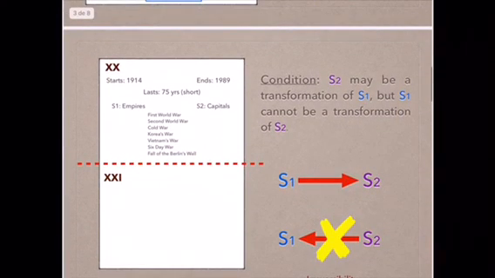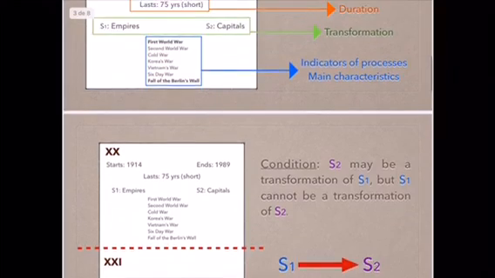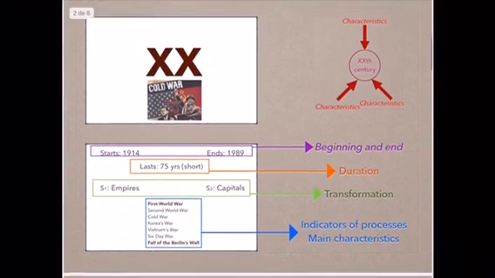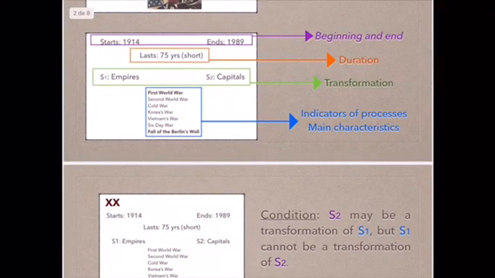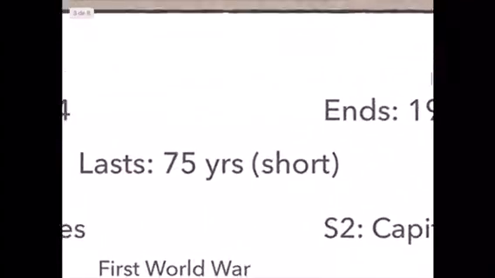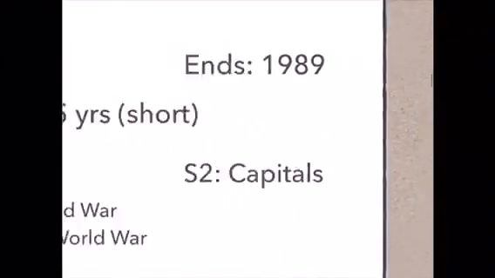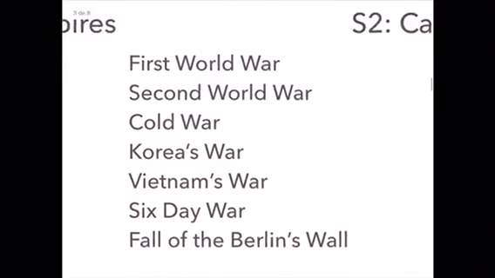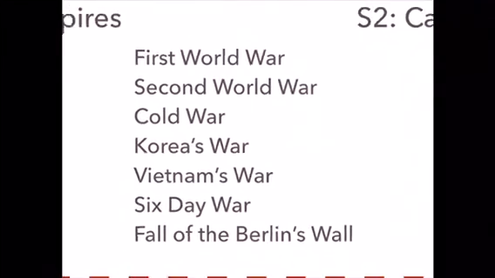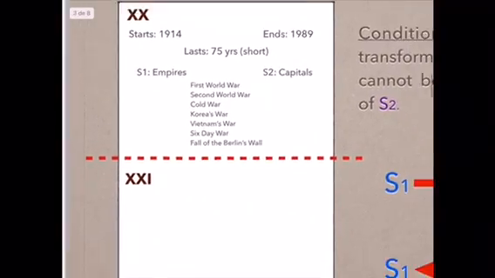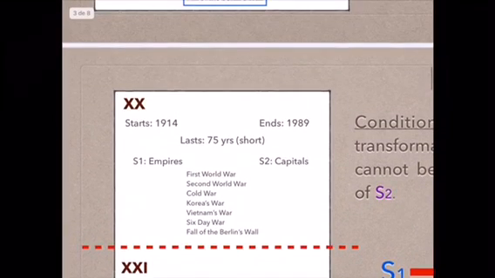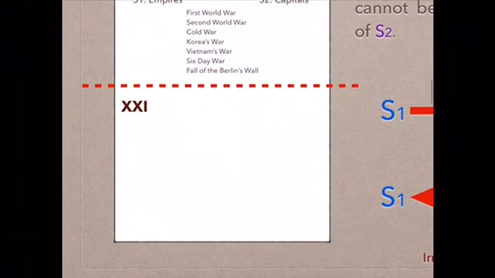You're going to take a page of your notebook and divide it in half, and you're going to show exactly the same information: the beginning and end, how long it lasts, how many years, and what the two states are that are going to be transformed. We're going from empires into capitals, and we're going to include these main indicators of processes, or main characteristics, and that would be the first half of the page of your notebook.